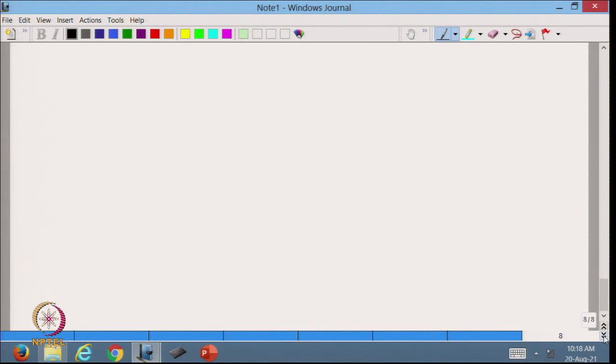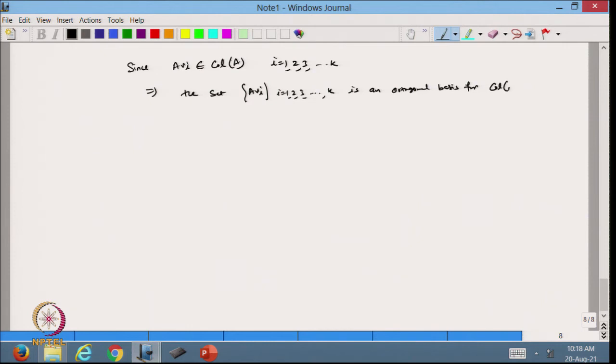Now, from here we can say that since all A Vi belong to the column space of A, where i is 1, 2, 3 up to k, the set A Vi for i equal to 1, 2, 3 up to k is an orthogonal basis for the column space of A. So, this is the orthogonal basis for the column space of A, that we are able to understand from here.